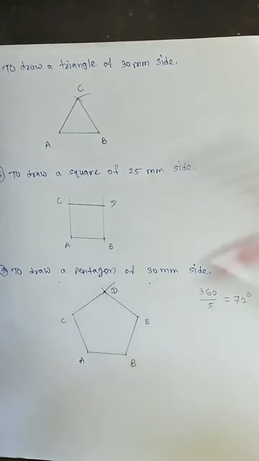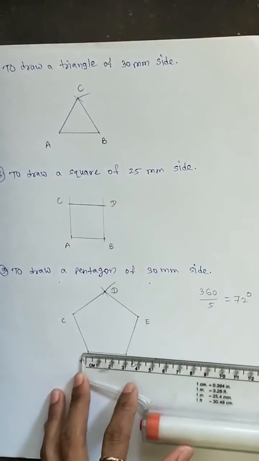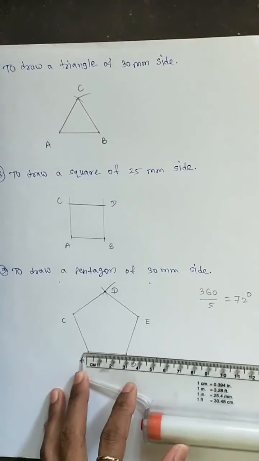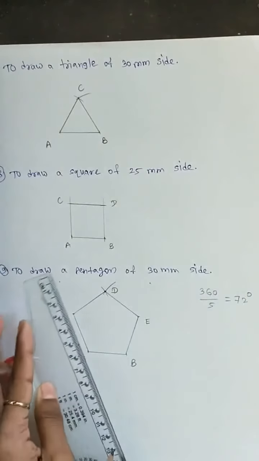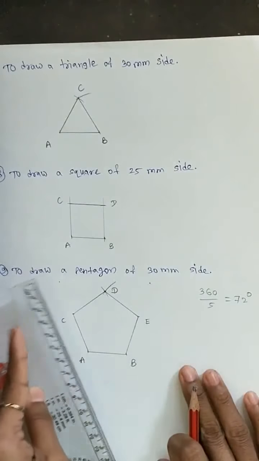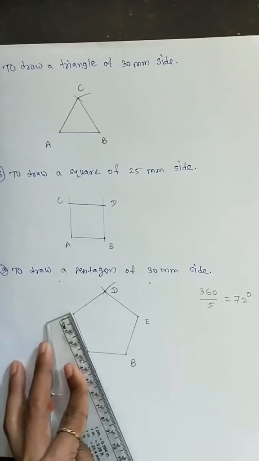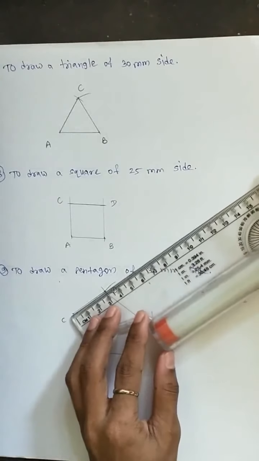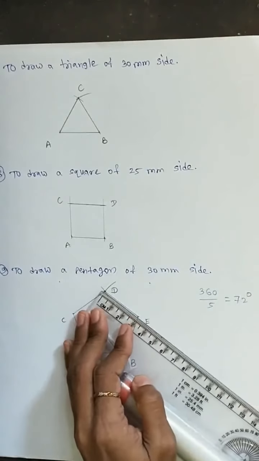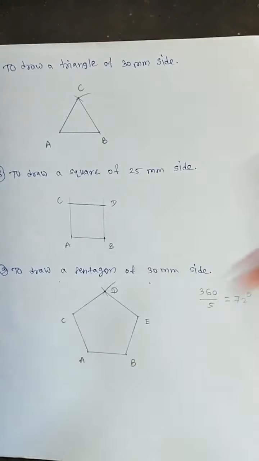Now you can measure all sides are of equal length. So this is 30 mm. This is also 30 mm. This is also 30 mm. Then this is also 30 mm, and this line is also of 30 mm. So in this way you can draw a pentagon.